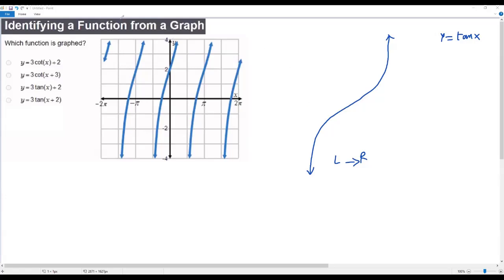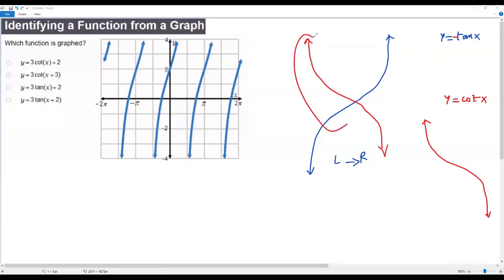And also if I consider one basic pattern of the graph of the basic cotangent function, that is y equals cotangent x, its graph must look like this. On the left side it must keep going up, and on the right side it must go down. In case there is a negative sign in front of the tan, then it will be switched. That means on the left side it will keep going up, and on the right side it will keep going up. So this is a reflection of the graph of the basic tan function.